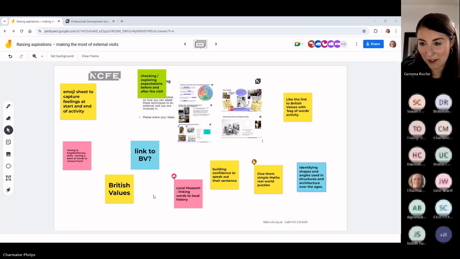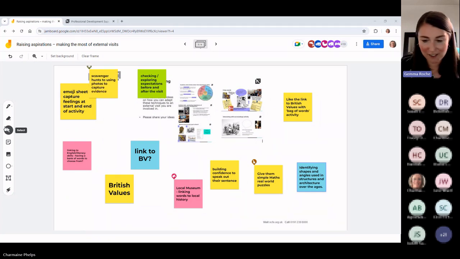I haven't actually put this into training, but a photo challenge is always a good one to do when you're out on a trip. There's loads of things on Pinterest if you have a look, to get young people to really look about at the surroundings. I think that would be really good for that one from a maths perspective.